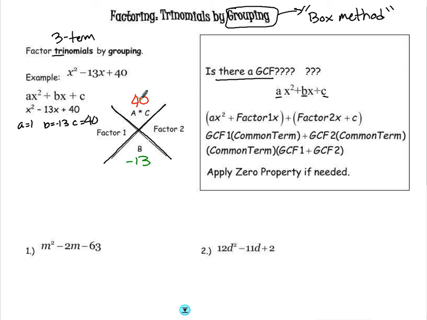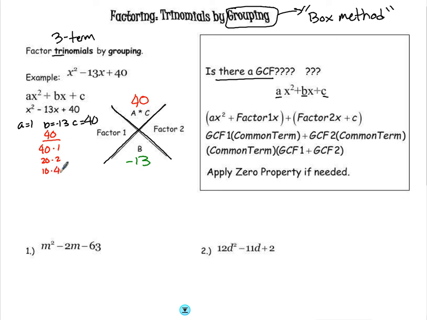And since B is negative and the product of AC is positive, I know that the two numbers both have to be negative. Because negative times negative is positive, and negative plus negative is also negative. So let's go ahead now and figure out our factors of 40. So I have 40 and 1, I have 20 and 2, I have 10 and 4.